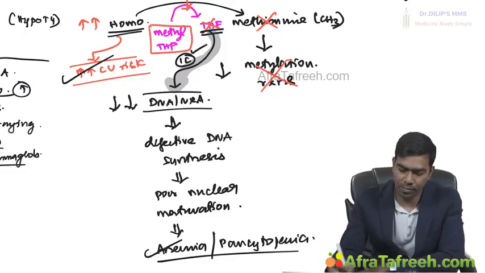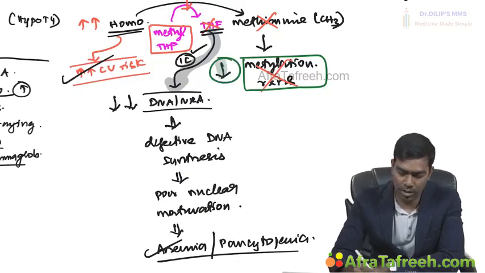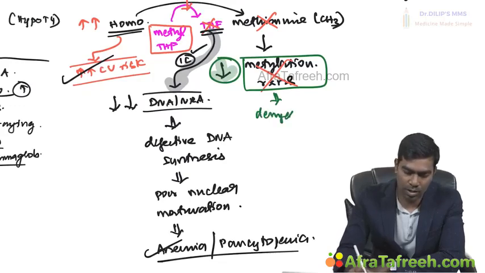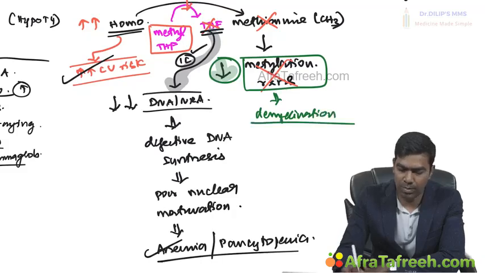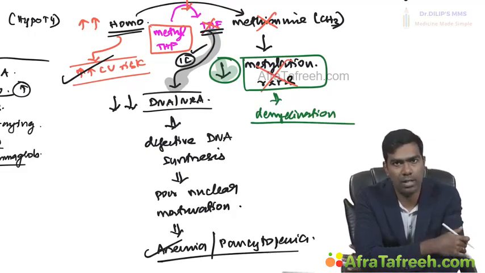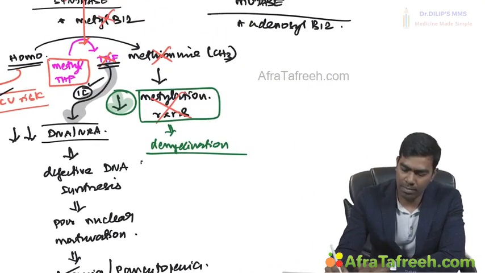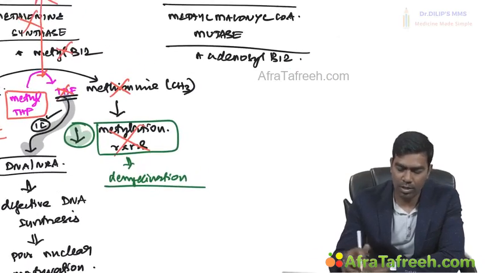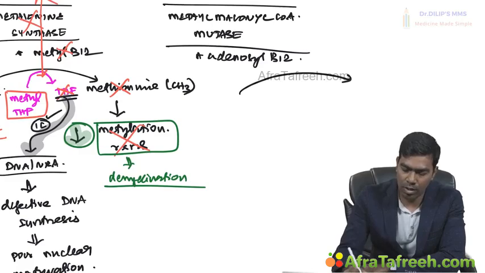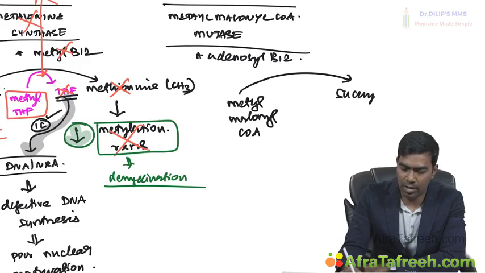At the same time, whenever you have a defective methylation, a low methylation, that also predisposes to demyelination. I told you methylation is very important for the formation of myelin, because a lot of myelin-related proteins are methylated. If you don't have that, you will result in demyelination as well. At the same time, methylmalonyl-CoA mutase does one very important thing: it converts methylmalonyl-CoA to succinyl-CoA.